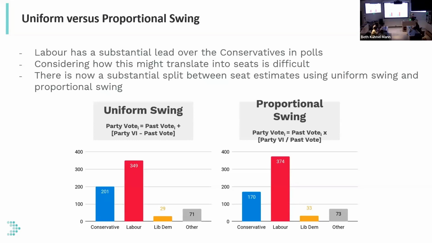Uniform swing essentially says the swings that are seen nationwide, the change in vote share, will be replicated roughly across every constituency. So you just take the change in the Labour vote share nationwide and add it in every constituency, and for the other parties. Whereas with proportional swing, you use the ratio. So if a party's share of the vote has increased nationwide by 20%, you'd expect that to happen in every constituency. They're very similar in theory, but in practice it makes for quite different predictions.